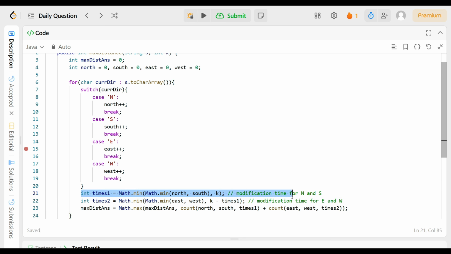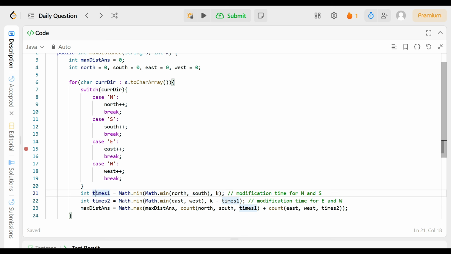So first of all, for north and south, we have divided the process into two steps. The first step was to modify the letters with a fewer occurrence in the vertical direction. If the number of such letters exceeds k, then we'll modify k of them, and that is why we take the minimum. Which one is minimum? That will directly come to times. Let's suppose from north and south the minimum is 5, but k is 2, so we'll take t equal to 2. How many modifications are required? Only 2 are required. From times 2, we'll take the minimum between east and west and k minus times 1.